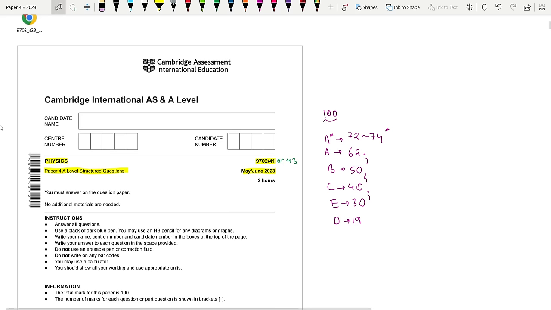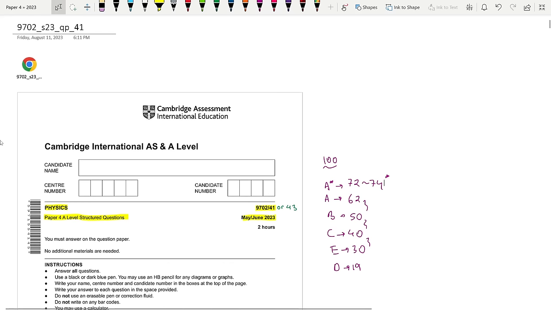So if you do solve this paper, match with the mark scheme, if you do get this mark, you are good to go.